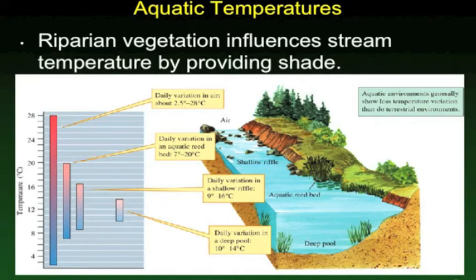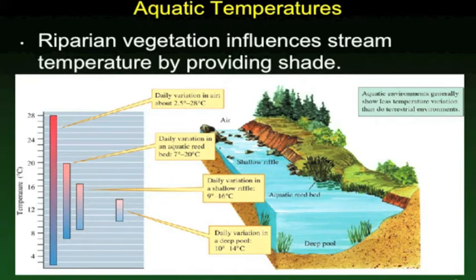Certainly, one aspect is that those areas that are shaded often have a bit lower temperature than those that are not shaded. But the sections like the deep pool where the water moves more slowly and there's just more water in those sections, that has less variation than those areas that are more exposed, like the shallow riffle environment, where there is quite a bit more variation in temperature there.